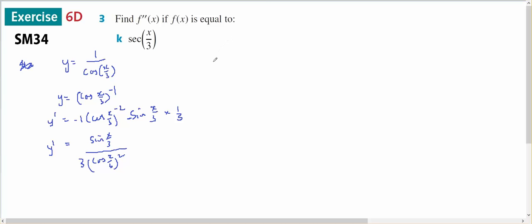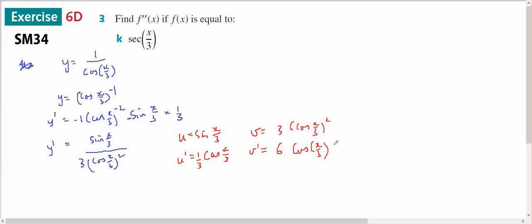Now I'm going to do y double dash, but I'm going to use the quotient rule, where u equals the sine of x on 3, which means u dash equals cos of x on 3 times 1/3. And v, which is on the bottom, is 3 cos of x on 3 squared, and v dash will be 6 cos of x on 3 times negative sine of x on 3 times 1/3. So 3 goes in 6 twice, and it's going to be negative, and I've got the cos of x on 3 times the sine of x on 3.